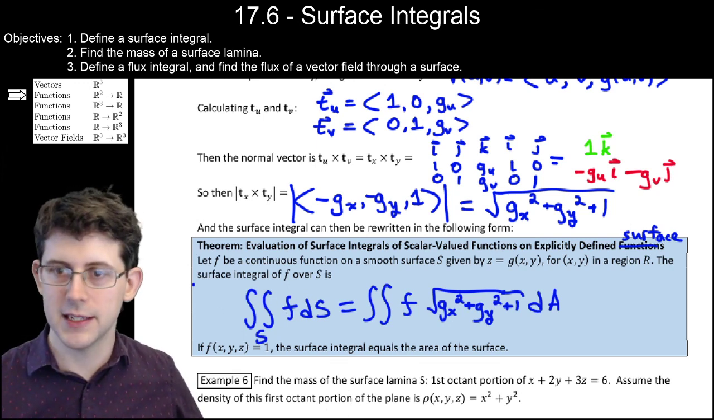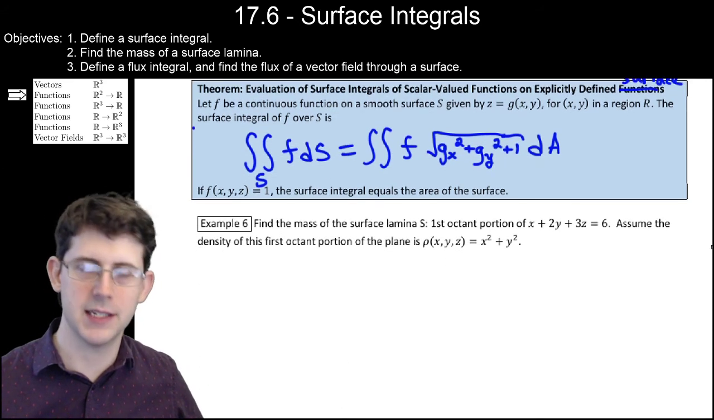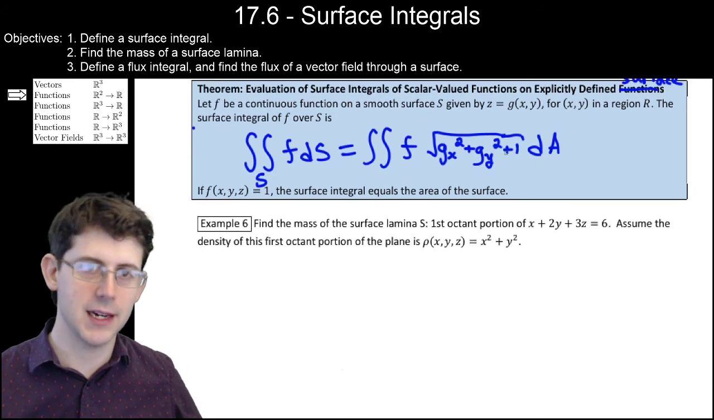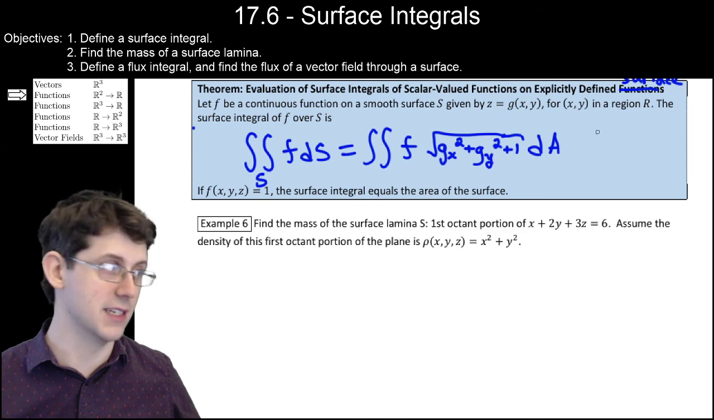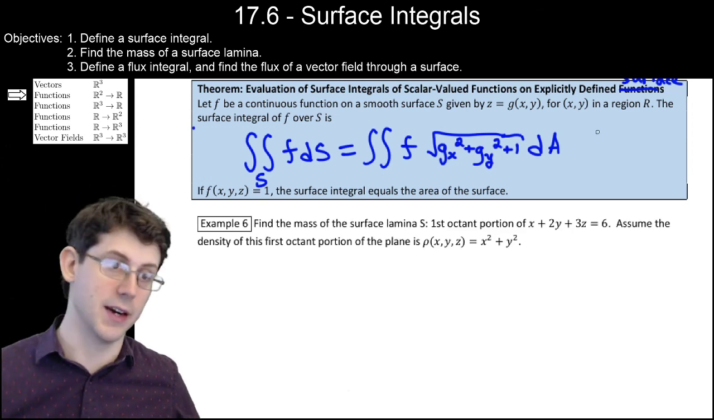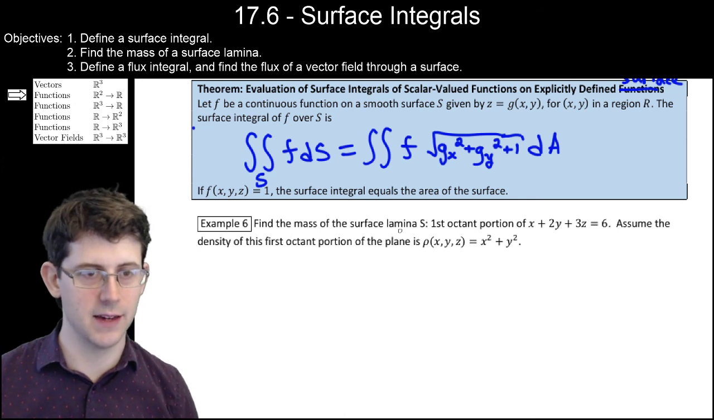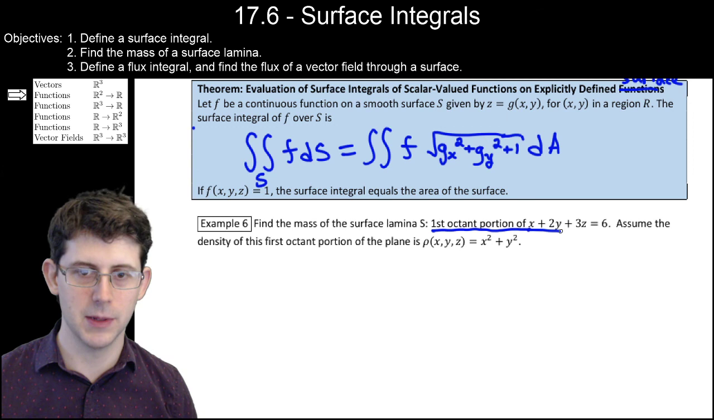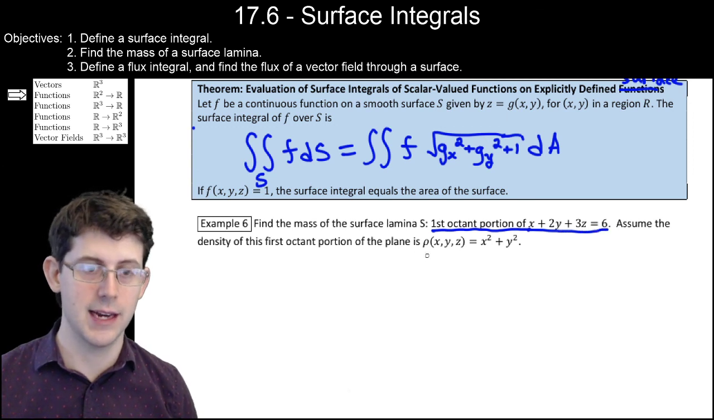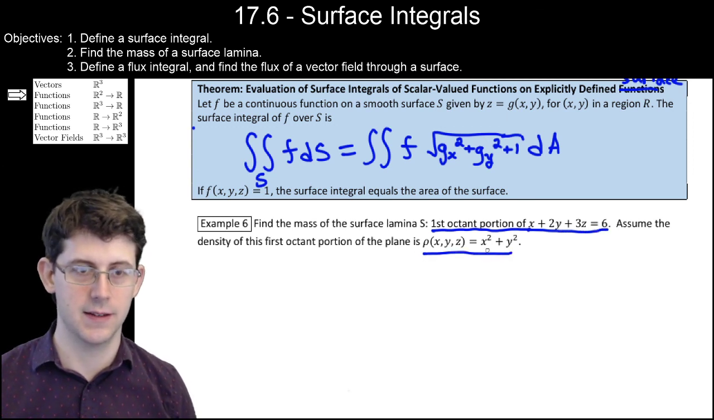So this skips the most obnoxious steps if you're dealing with a surface that's defined this way by a function of two variables. So let's do one. We'll find the mass of some surface. It's the first octant part of this plane. And it'll have this density function.